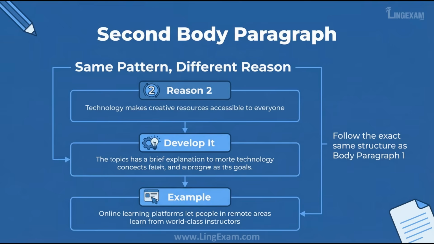accessible to everyone. You could explain that in the past, only people with expensive equipment or formal training could engage in certain creative activities. But now anyone with a smartphone can learn to play an instrument through free apps, write and publish their own books, or create professional-looking photographs. You might give the example of how online learning platforms have made it possible for people in remote areas to learn creative skills from world-class instructors without ever leaving their homes.